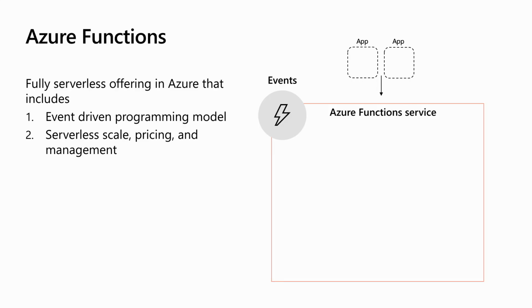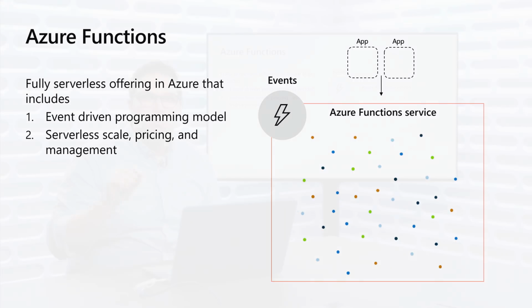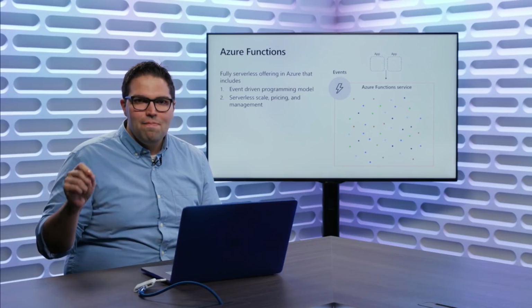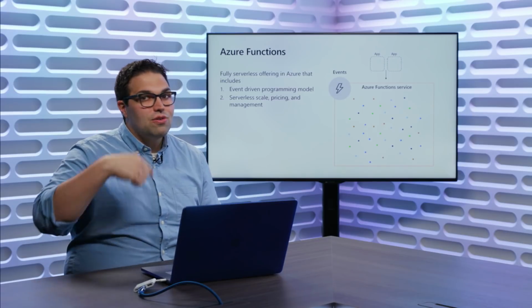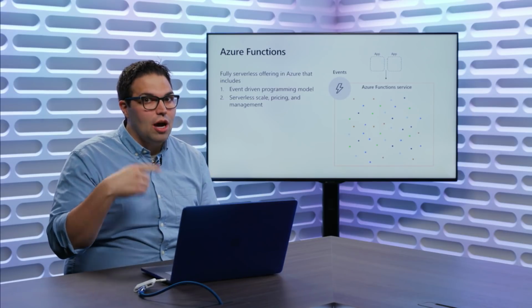Now, the way that that scale works in Azure Functions is that it's fully event-driven. That means that I might run a little bit of code and say, hey, run this code whenever somebody drops an item in my shopping cart. You publish that to Azure Functions. The Azure Function service is listening and looking at your shopping cart events.